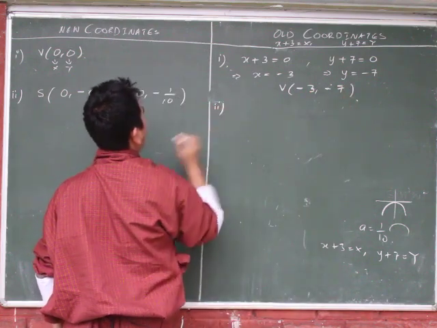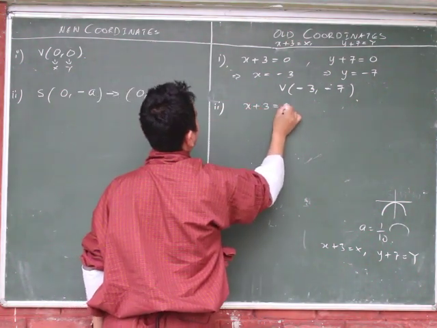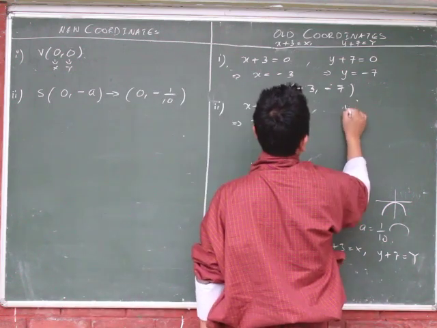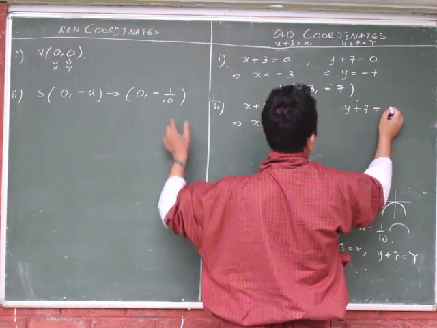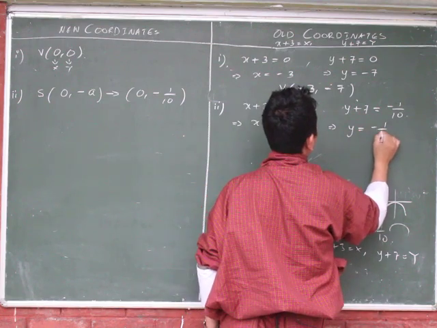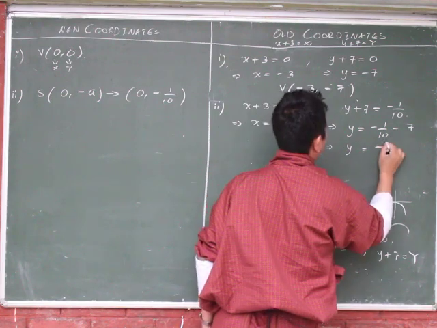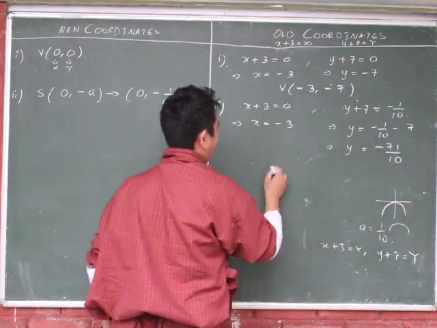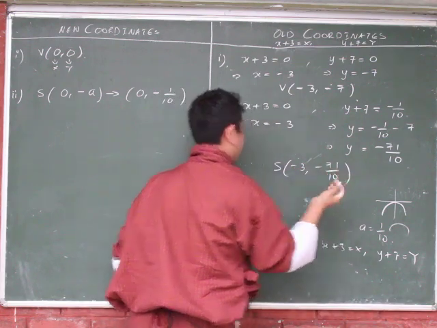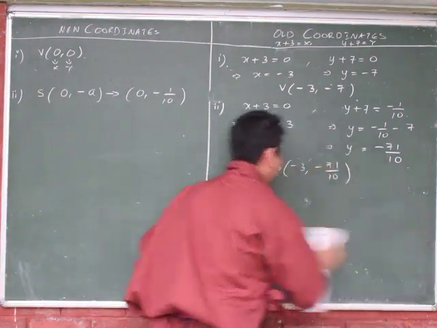Let me write vertex. Vertex is negative 3, negative 7. Number 2, we have now focus. For focus, capital X value is 0. X plus 3 is equal to 0, implies x is equal to negative 3. And then y plus 7 is equal, what's the capital Y value? Negative 1 over 10. Then y will be negative 1 over 10 minus 7, which implies y is equal to negative 71 by 10. What's the focus point now? Focus point is negative 3, negative 71 over 10. We have the focus point. Calculation is easier if you have watched this previous video.